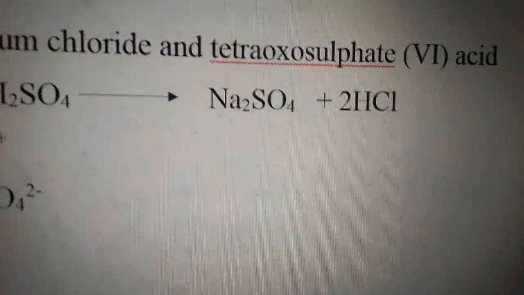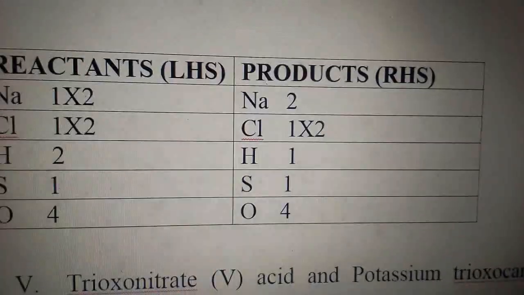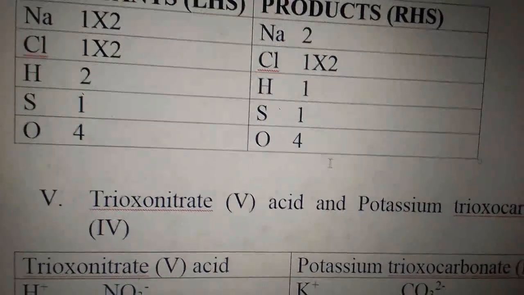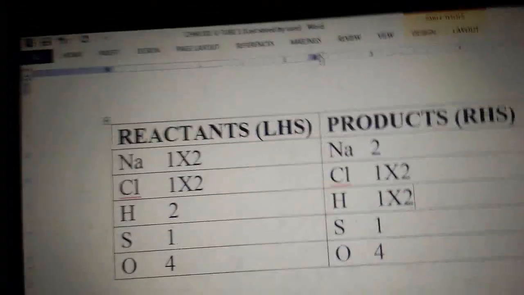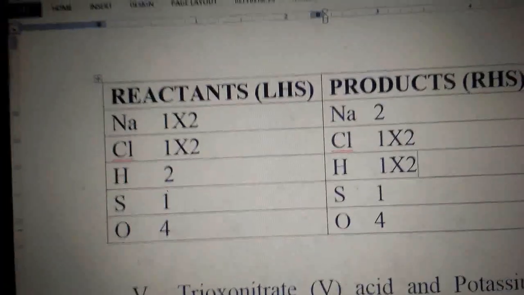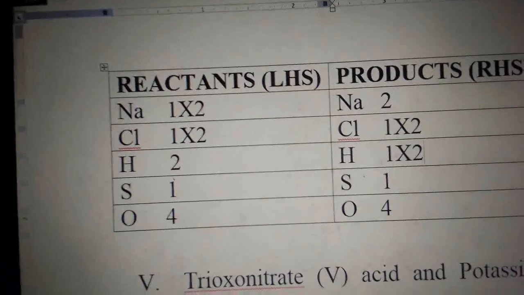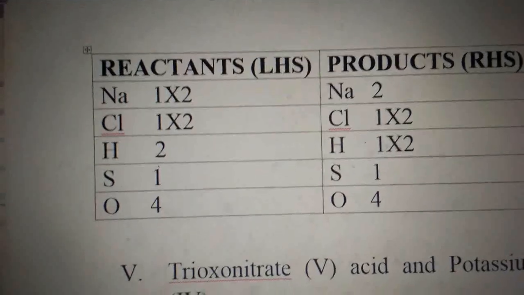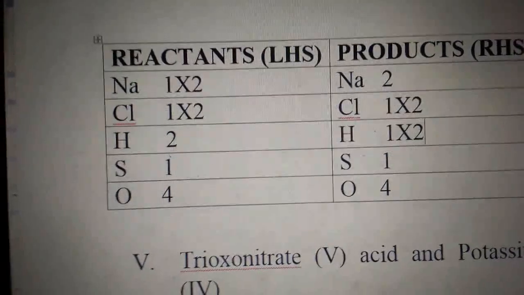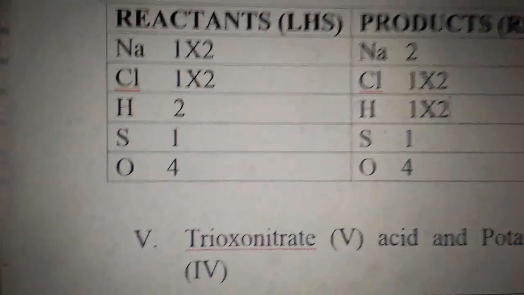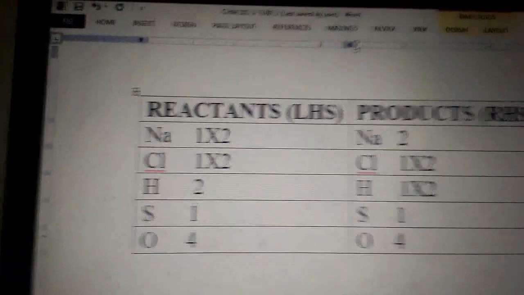We'll come back to the table so that we effect the change on hydrogen. It now becomes times 2 there. So they change the equation. We see from the table that we have a balanced situation: 2 of sodium on both sides, 2 of chlorine, 2 of hydrogen, 1 of sulfur on both sides, and 4 of oxygen.